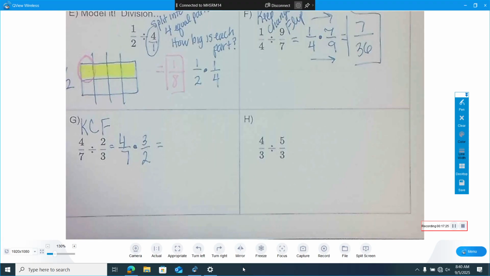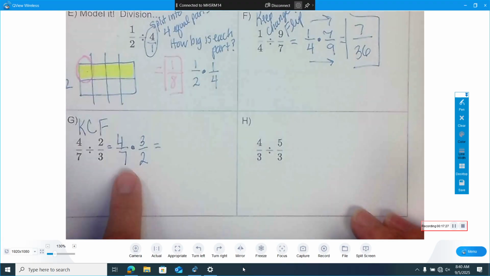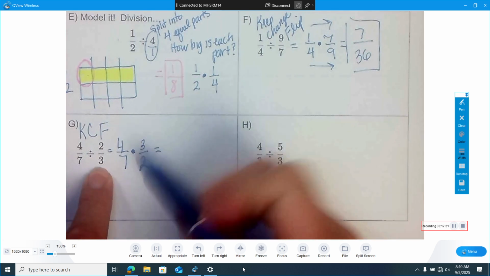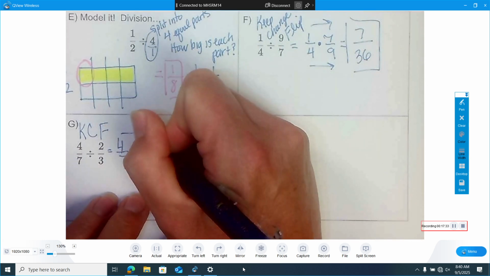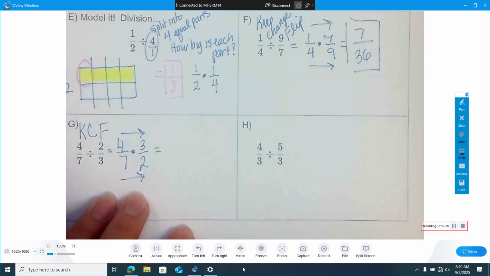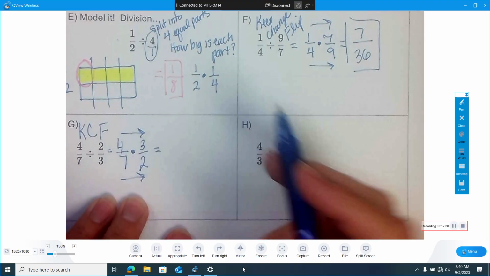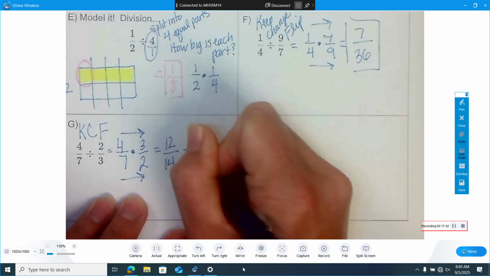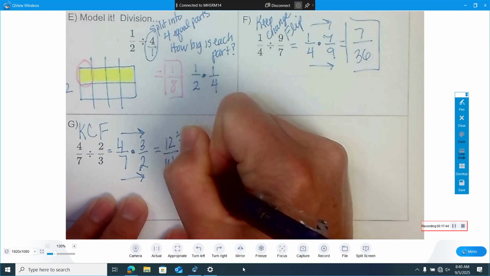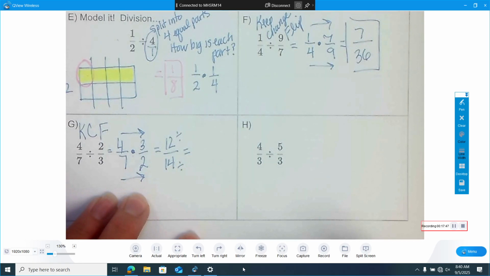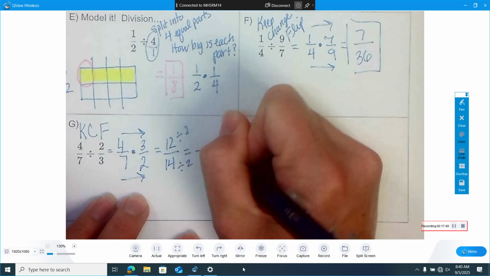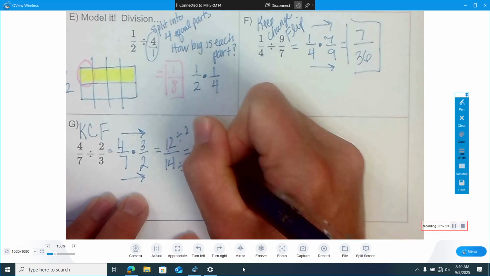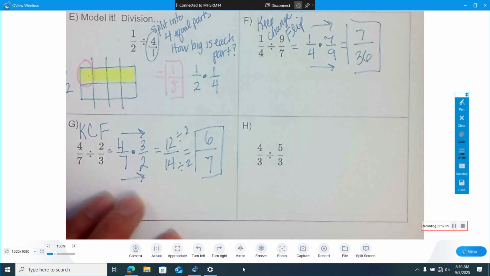Okay. All right. So keep, change, flip. We keep the first fraction 4/7. We change to multiply. We flip the second fraction, and now we can multiply straight across. 4 times 3 is 12. 7 times 2 is 14. Look at that group participation. Rad. What can they both divide by? 2. And 12 divided by 2 is 6. And 14 divided by 2 is 7.